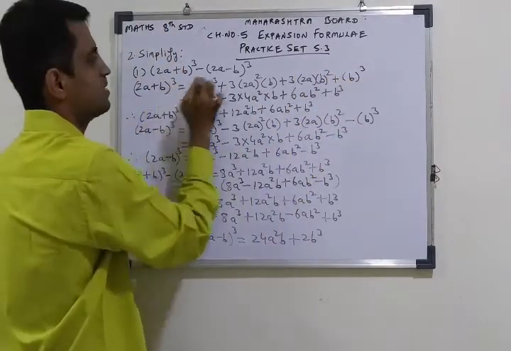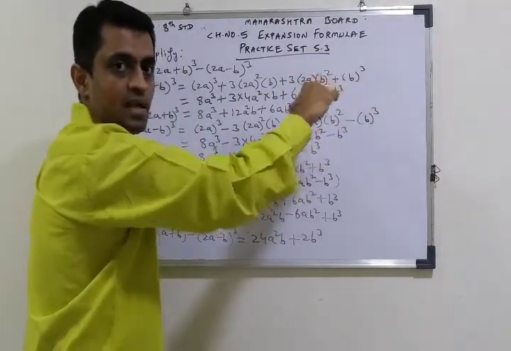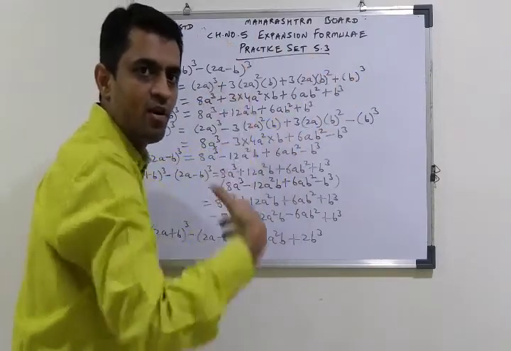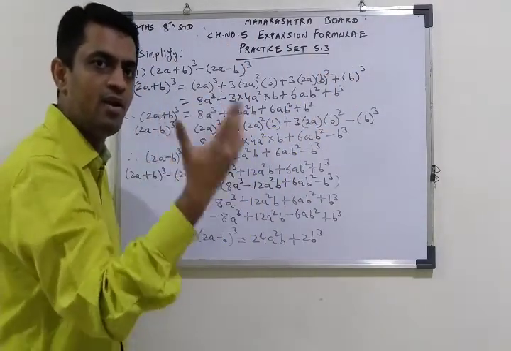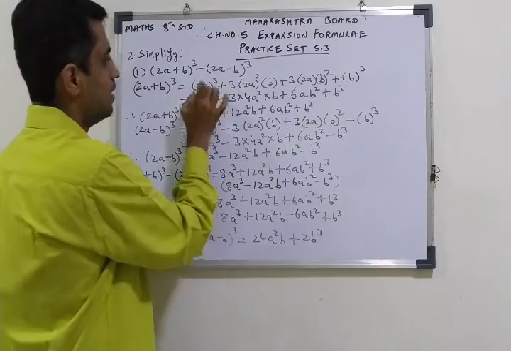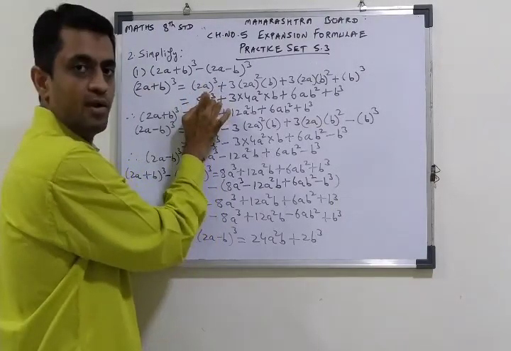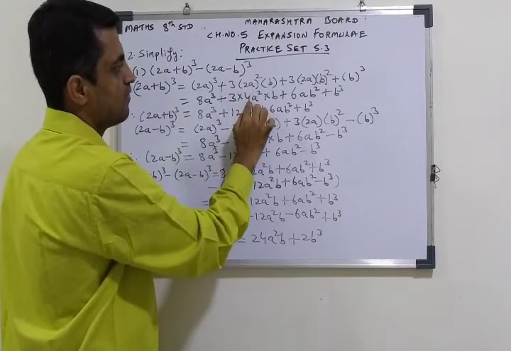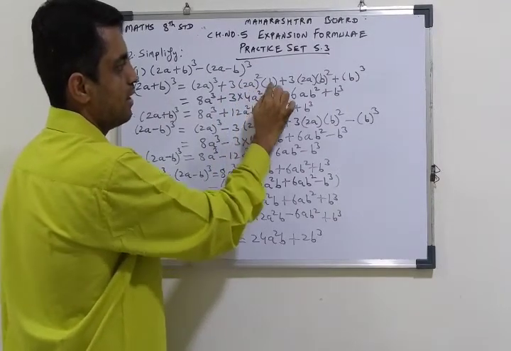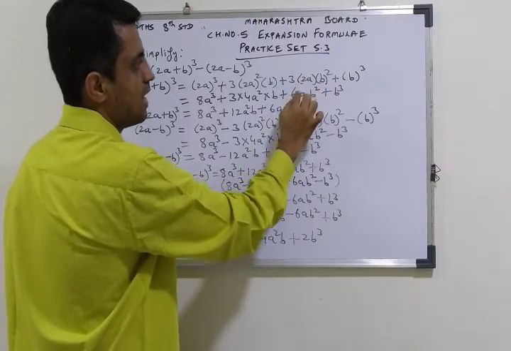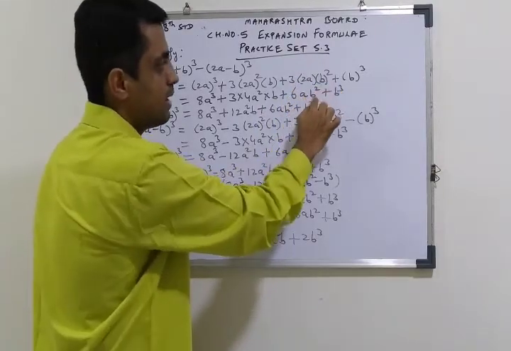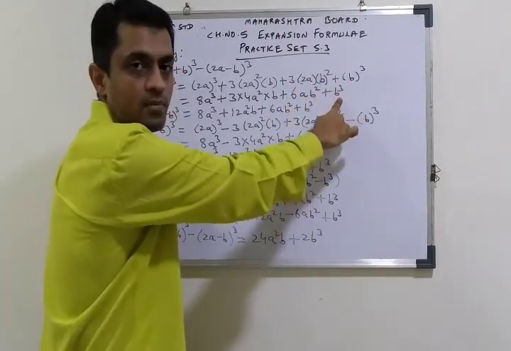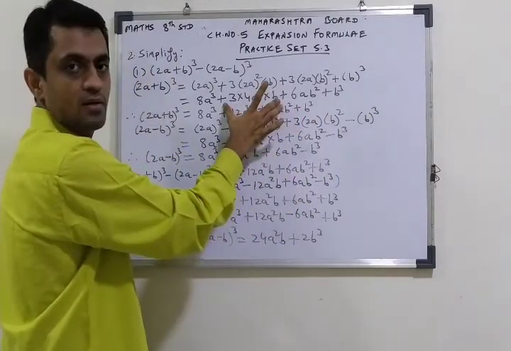So here our b is b cube. So we are replacing the values. You have to recite the formula in your mind and write the values here. So 2 cube is 8a cube plus 3 as it is, 2 2s are 4, a square into b, plus 3 2s are 6, a, b square is b, plus b cube. Is it clear this much?